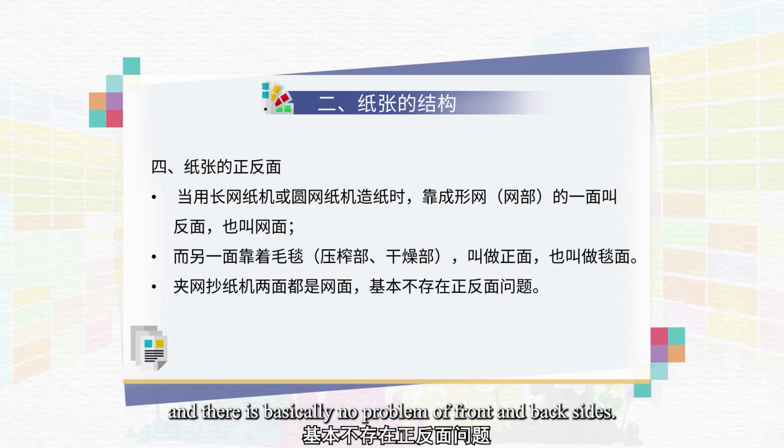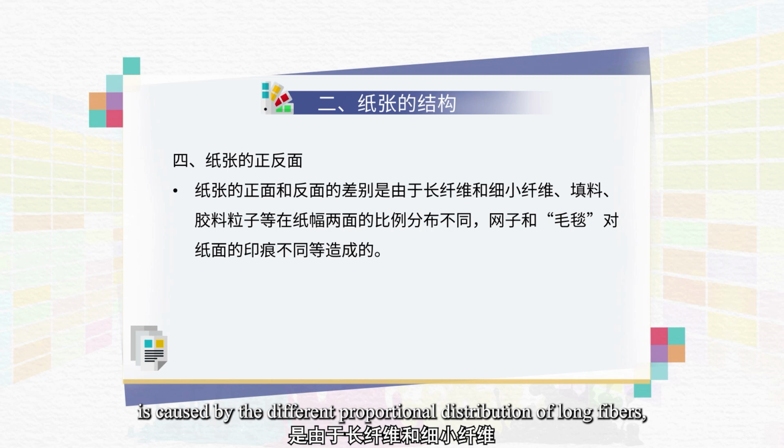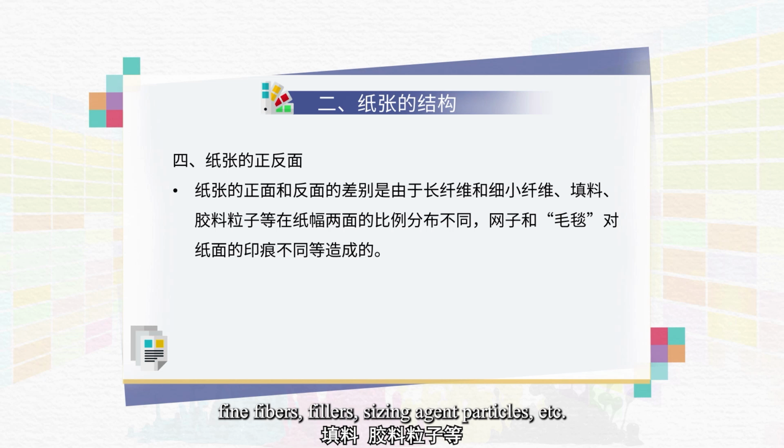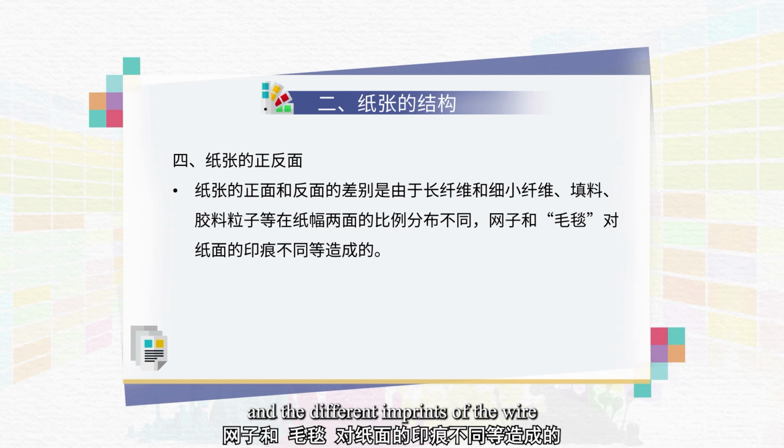The difference between the front and back sides of paper is caused by the different proportional distribution of long fibers, fine fibers, fillers, sizing agent particles, etc. on the two sides of the paper web, and the different imprints of the wire and the felt on the paper surface.